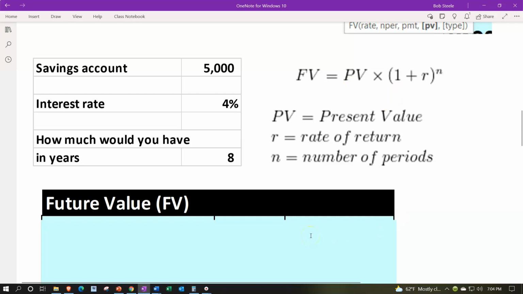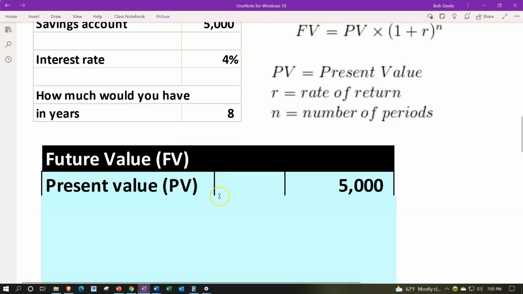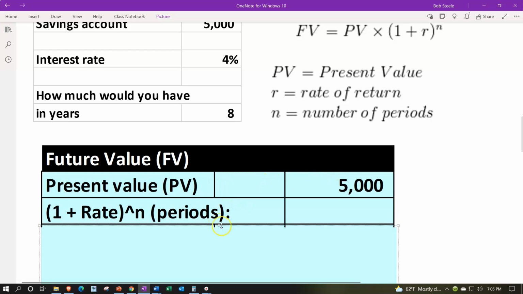Any added detail to the calculation, we will have a sub-calculation for it, such as the 1 plus r to the n, indicating that it is a sub-calculation with a colon and indentation and bringing it into the inner column. Let's take a look at it. We got the present value at the 5,000. We then have the 1 plus the rate to the n periods.